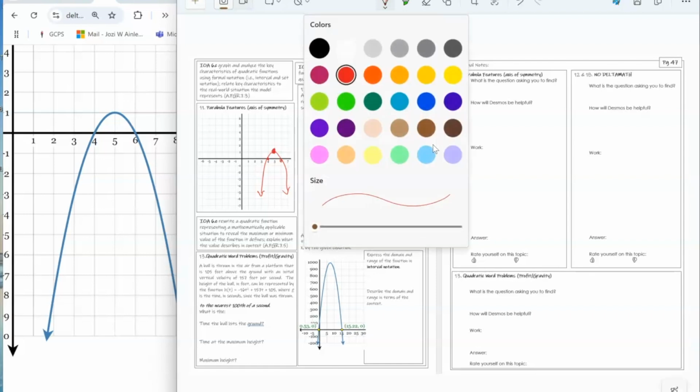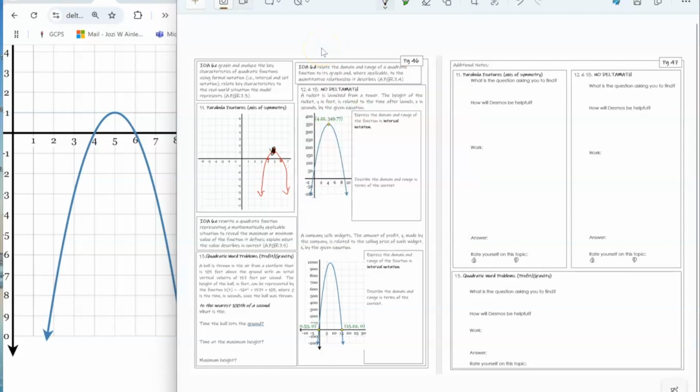Let me just do different colors. So this is my vertex right here. These are my x-intercepts, right? So that you can know the different notation. And the question is, what is the axis of symmetry? Well, the axis of symmetry splits the graph exactly in half, symmetric. It makes the graph symmetric, and it always goes through the vertex.